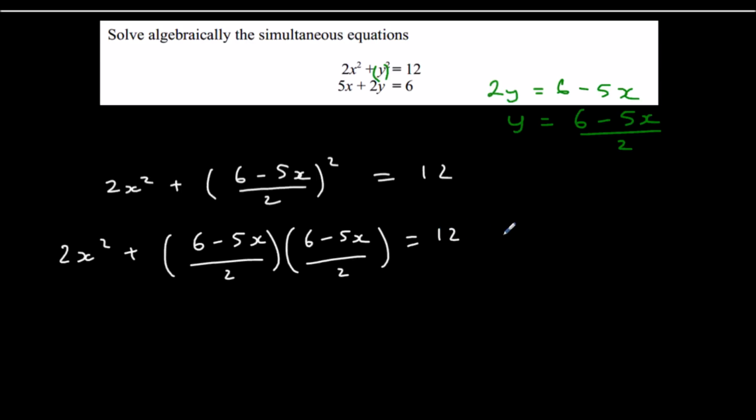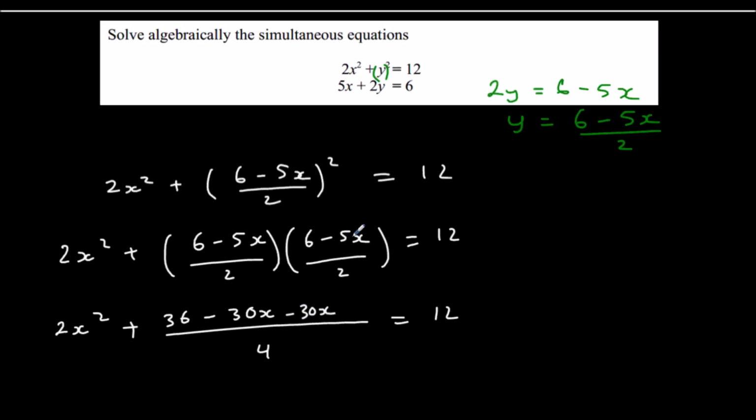When we multiply fractions, we times the top and times the bottom. So for the bottom, we've got 2 times 2, which is 4. And for the top, we've got these double brackets to expand. 6 sixes are 36. 6 times negative 5x is negative 30x. Negative 5x times 6 is negative 30x. And negative times a negative is positive. 5x times 5x is 25x squared.